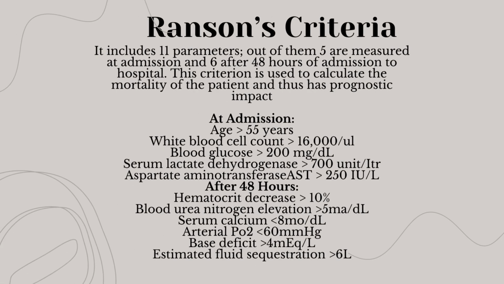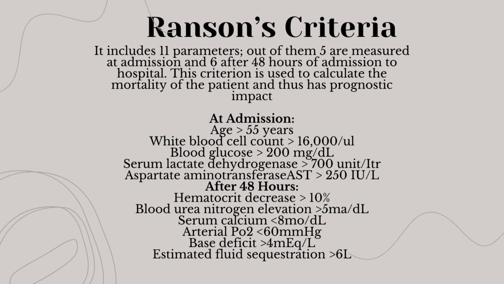Ranson's criteria includes 11 parameters, out of which 5 are measured at admission and 6 after 48 hours of admission to hospital. This criterion is used to calculate the mortality of the patient and thus has prognostic impact. At admission: age greater than 55 years, white blood cell count greater than 16,000, blood glucose greater than 200 mg per deciliter, serum lactate dehydrogenase greater than 700, aspartate aminotransferase greater than 250. After 48 hours: hematocrit decrease greater than 10%.